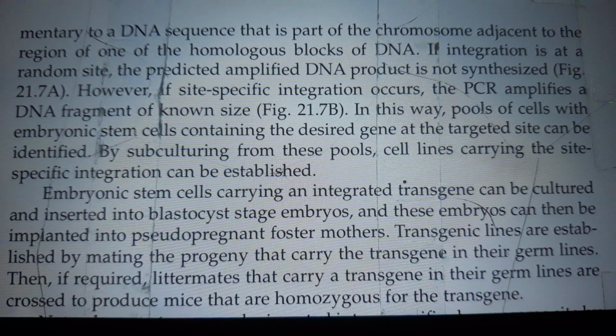In this way, pools of embryonic stem cells that contain the desired gene can be identified. The targeted site can be identified by subculturing from these pools. Cell lines carrying the site-specific integration can be established. Embryonic stem cells carrying an integrated transgene can be cultured and inserted into blastocyst stage embryos. These embryos can then be implanted into pseudo-pregnant foster mothers.